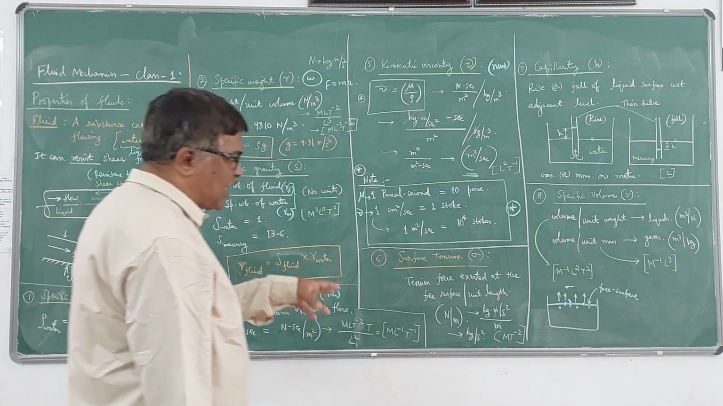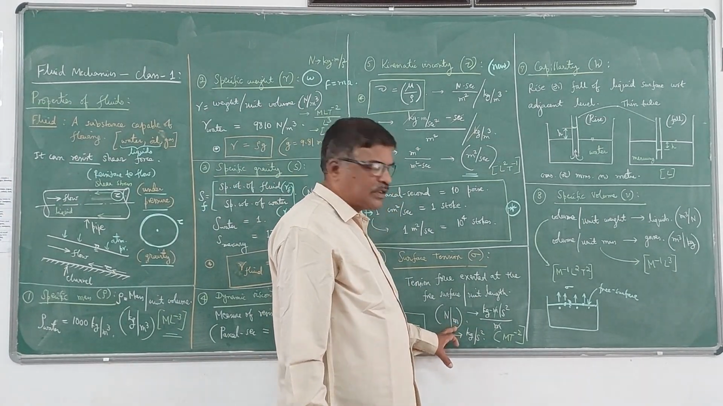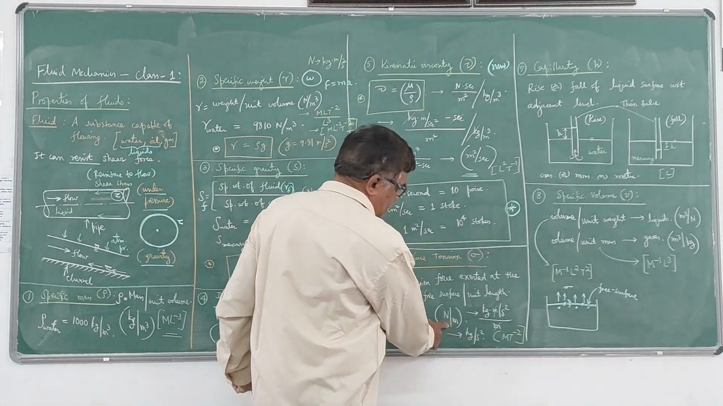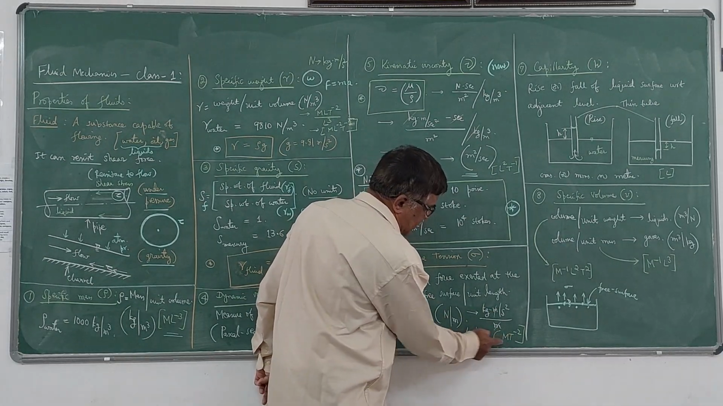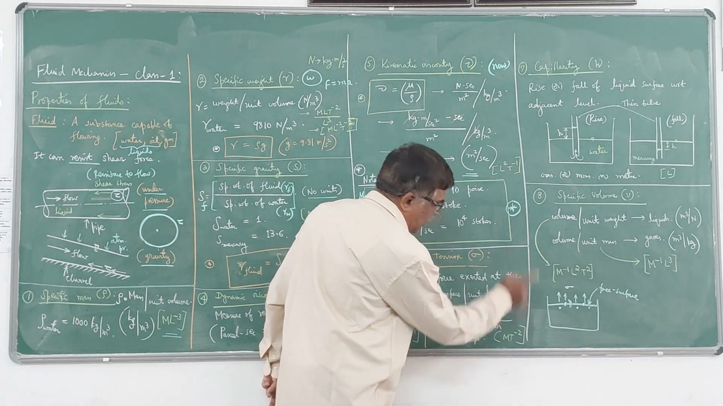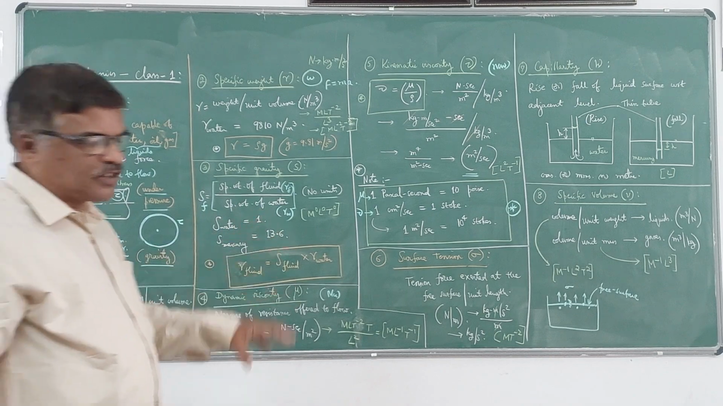It is expressed as force per unit length, that is newton per meter. Once again, newton is kg meter per second square divided by meter, that meter will get cancelled. So kg per second square, that is kg is M, dimension will be M, and per second square means it is T minus 2. So M T minus 2 is the dimension of surface tension.